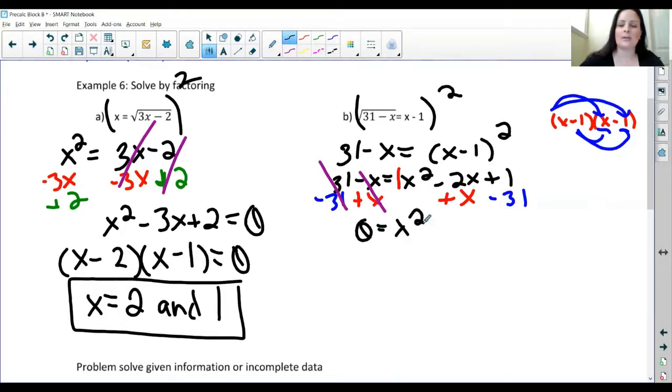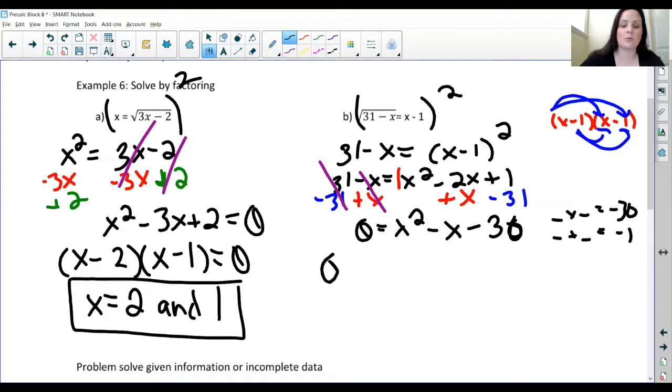And now I'm just going to group my like terms. Negative 2x plus another x is negative x. And 1 minus 31 is negative 30. So here I'm looking for two numbers that multiply to negative 30, and those same two numbers add to negative 1. So one's positive, one's negative. The larger one is the negative 1, since they add to a negative number, and they have a difference of 1.